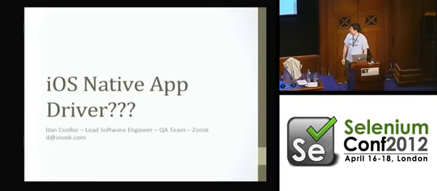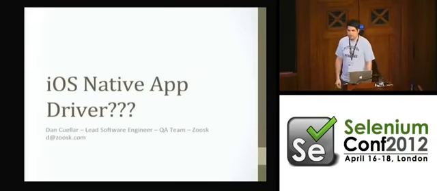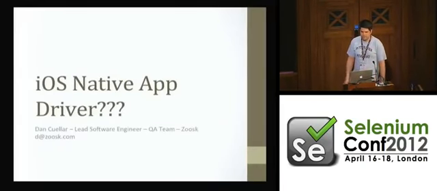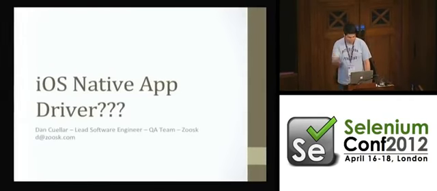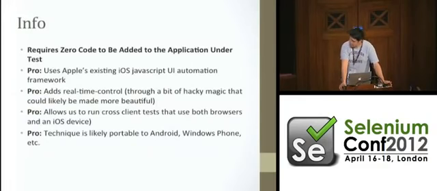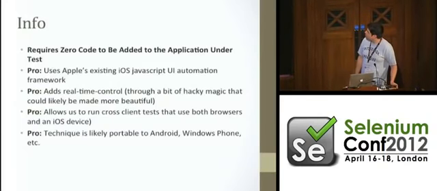All right, I'm here to talk about the native app driver for iOS. So you'll see things like iPhone driver that can automate a web UI view within an app. But no good application writer for iOS just makes a web view in their app, and that's their app. I'm calling you out, Facebook, wherever you are. You should use real Cocoa controls, like a lot of people do. So anyways, my solution requires zero code to be added to the application under test. It uses Apple's existing iOS JavaScript UI automation framework, so it's already supported and it works.